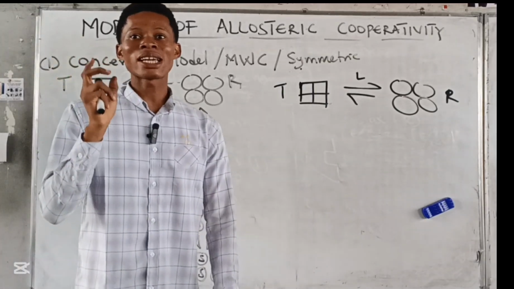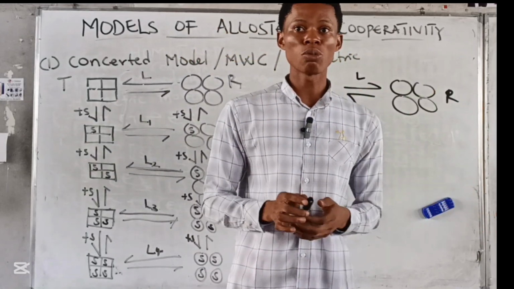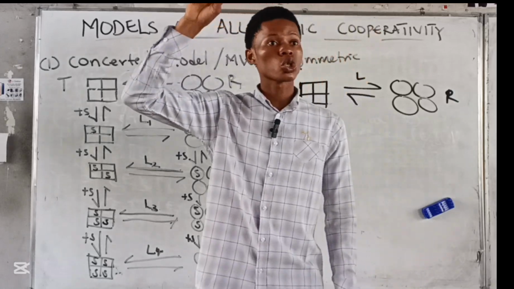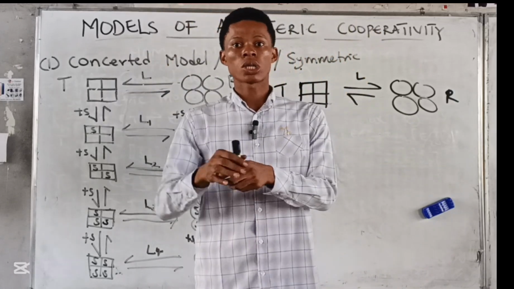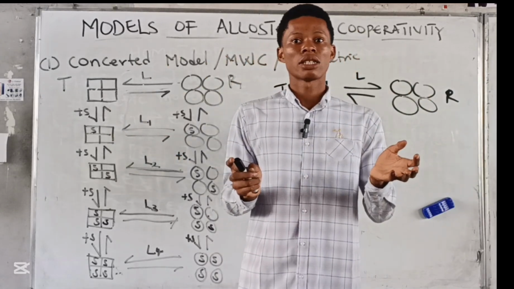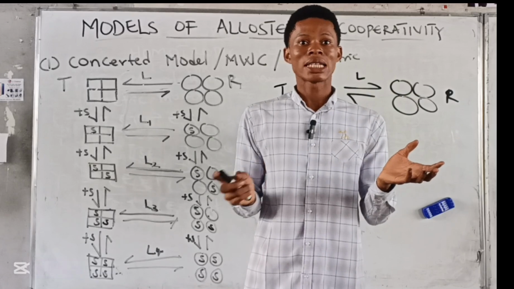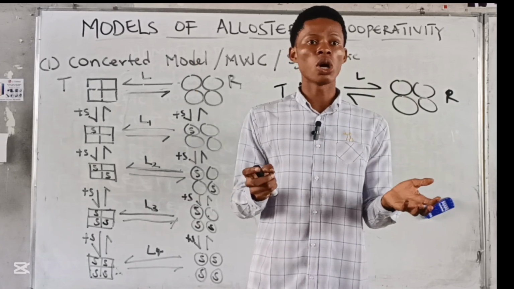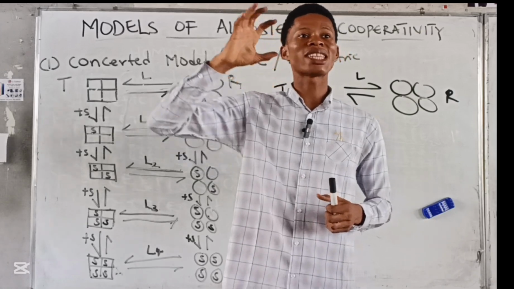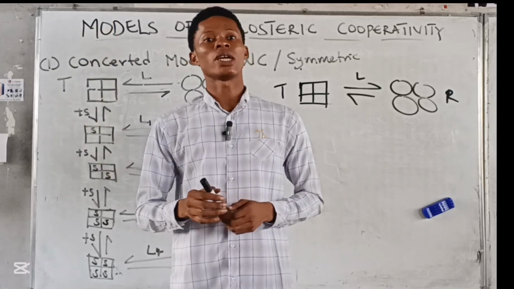Now, the concerted model is also called the what? MWC model, right? Or the what? Symmetric model. And it states that the protein exists in how many conformations? Two conformations, which are what? Tense state and the relaxed state. And we said in the tense state, the enzyme has no ligand bound, right? If a ligand binds, it changes to the relaxed state. And we said that the change in conformation from the tense state to the relaxed state is what? An all or nothing effect.